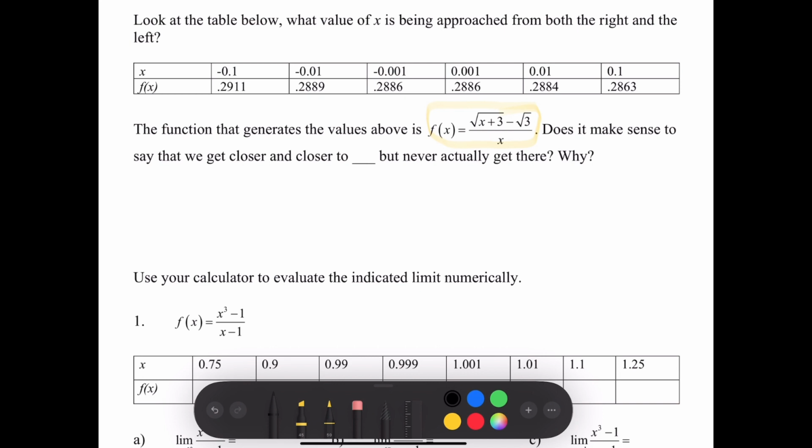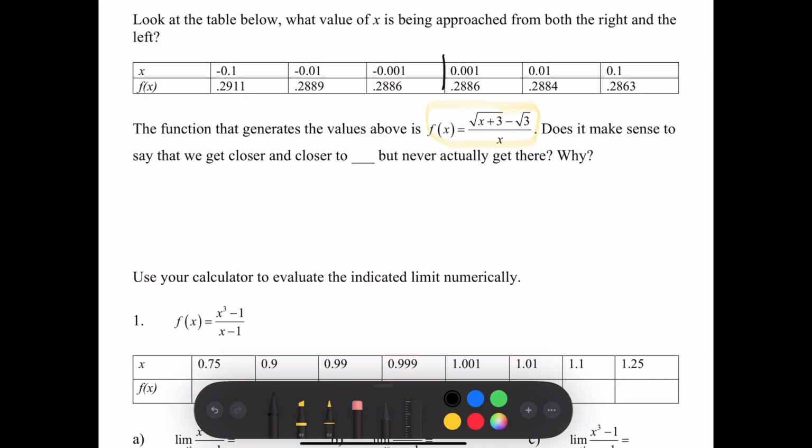So I can see that these values are getting smaller and smaller negatively. And then from the right, they're also getting smaller and smaller. And it seems like they're approaching this value of 0, right? And as we get closer to 0 from the left and from the right, I can see that I have the same value that they're approaching. From the left, I'm approaching a value of 0.2886. And from the right, similarly, I'm also approaching that same value.